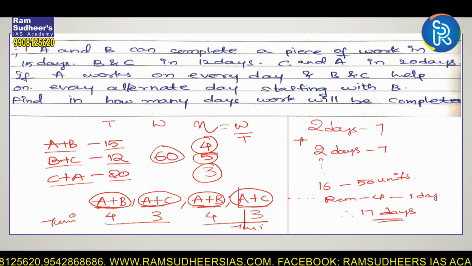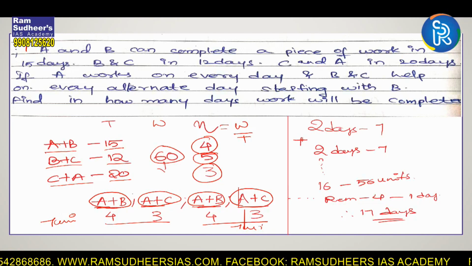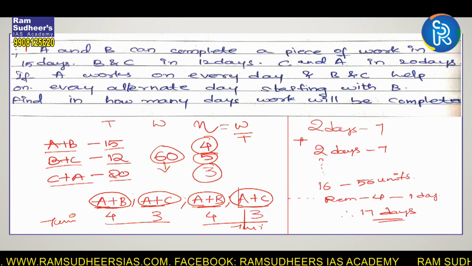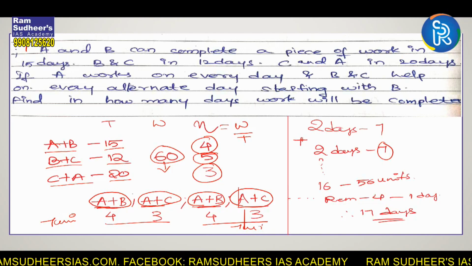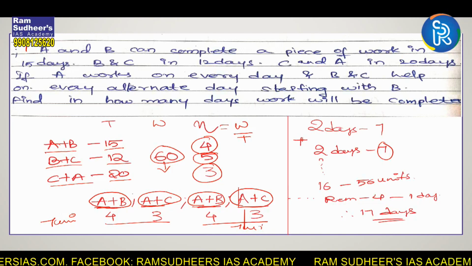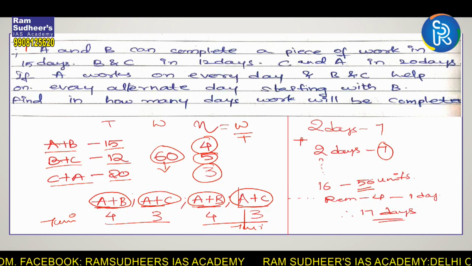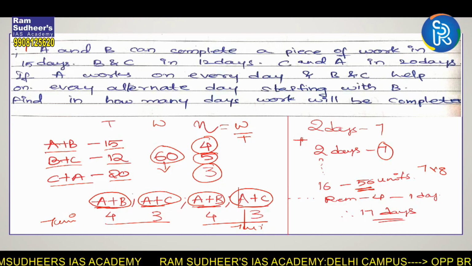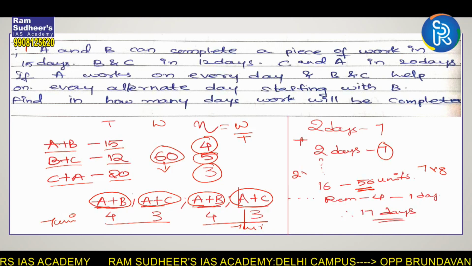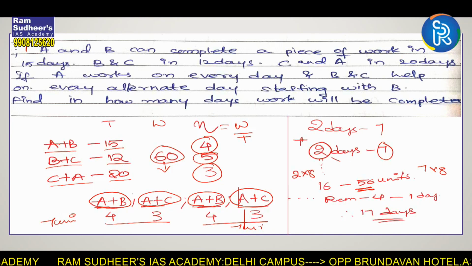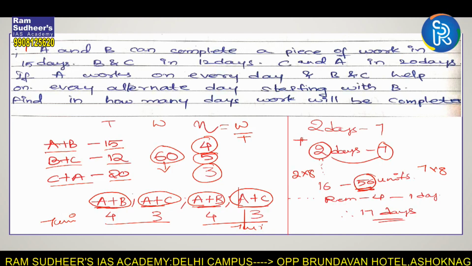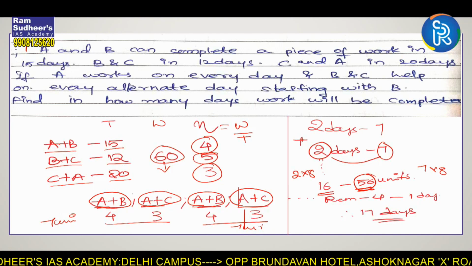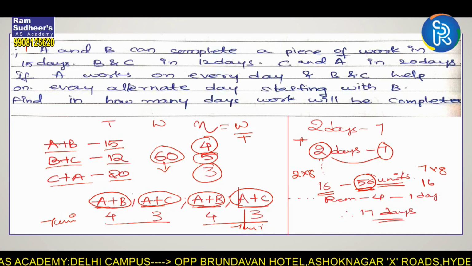For finding the time taken to complete the 60 units of work, we'll assume a multiple of 7 which is near to 60. A multiple of 7 near 60 is 56, that is, 7 into 8, which is 56. To complete these 56 units of work, it would take 2 into 8. 2 days would take 7 units, and for the 56 units, it would take 2 into 8, 16 days. 56 units of work is completed in 16 days, my friends.